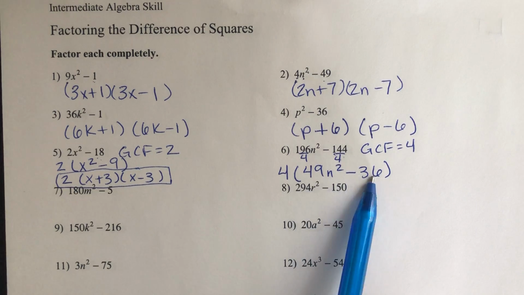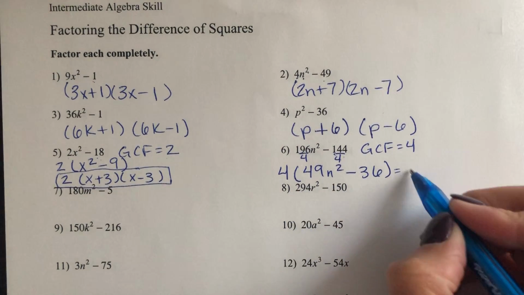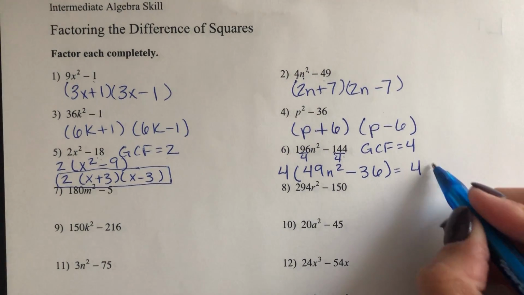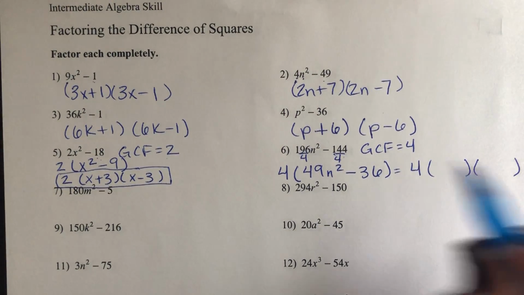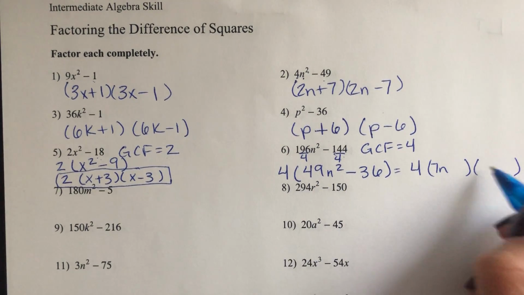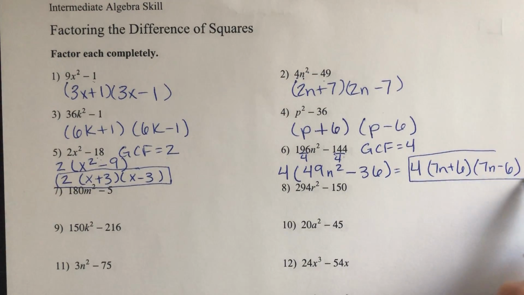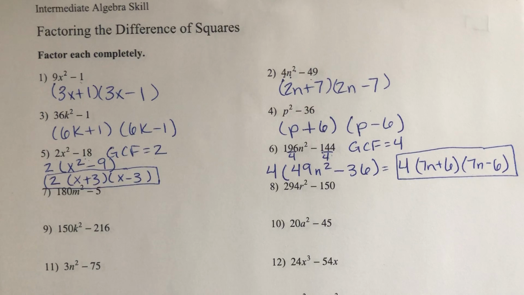Now I still have a difference of squares, so I'm going to factor that. So I'm going to carry over that 4 there. And then square root of 49n squared is 7n. Plus and minus, square root of 36 is 6. And that would be your answer there.